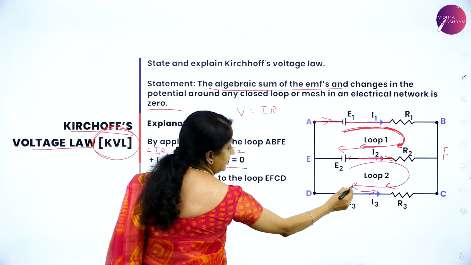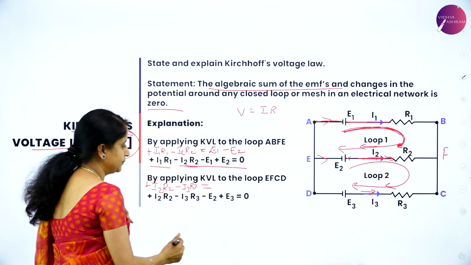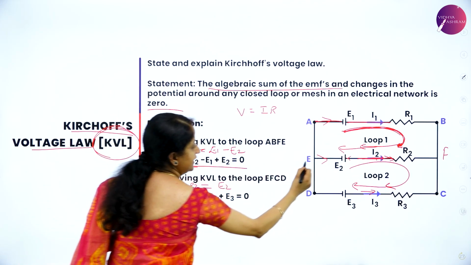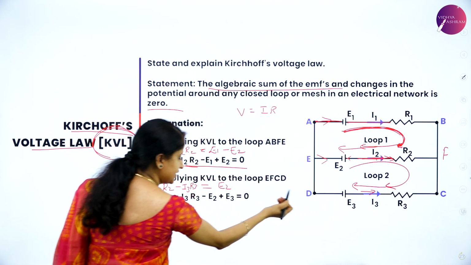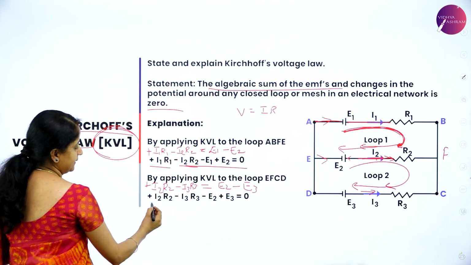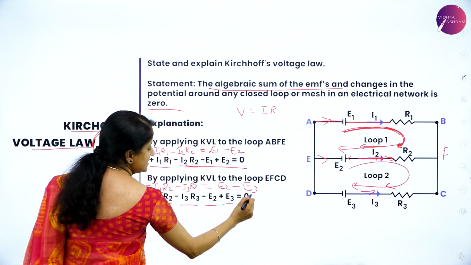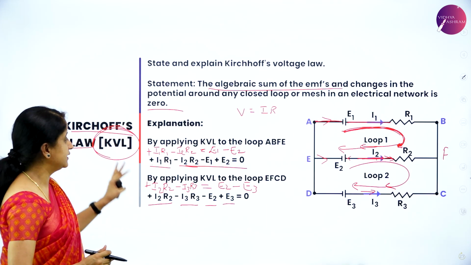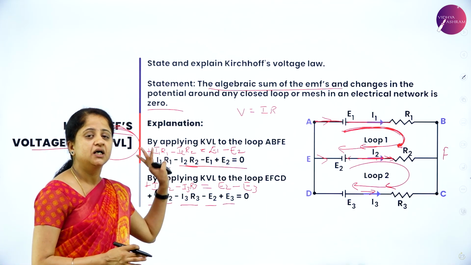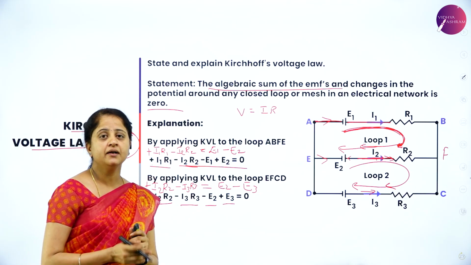EMF. Let us say in this way the current is flowing, so it is traveling from minus to plus, so it is E2, and here it is again coming from positive to negative, so minus E3. Now transposing this to the other side, we get plus I2 R2 minus I3 R3 minus E2 plus E3, which is equal to 0. This is how we have to apply Kirchhoff's voltage law to particular loops or a mesh.